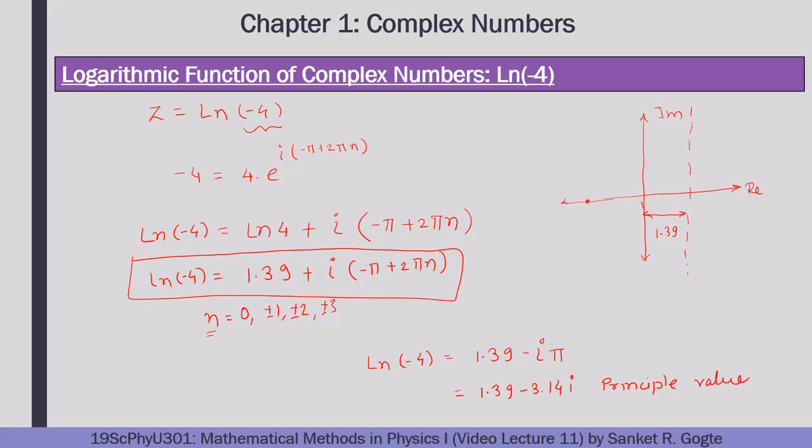Now this point is going to be in the fourth quadrant, somewhere here, and all these points now will lie on the same line, which is parallel to the imaginary axis, and they will be such that these points are away from each other at a distance 2 pi. So this is the principal value. Note that.